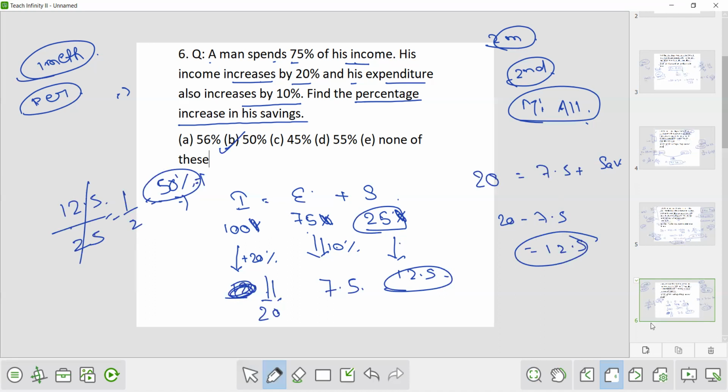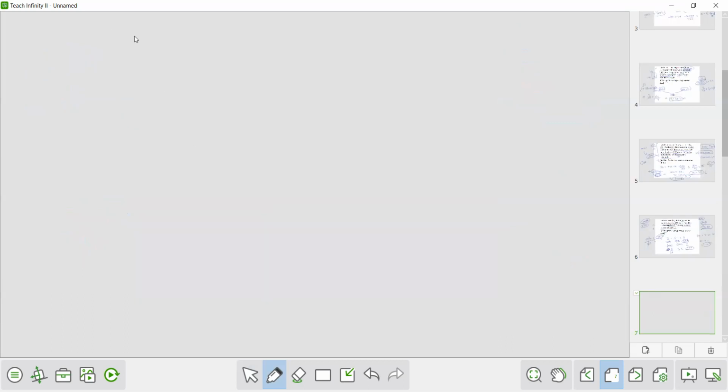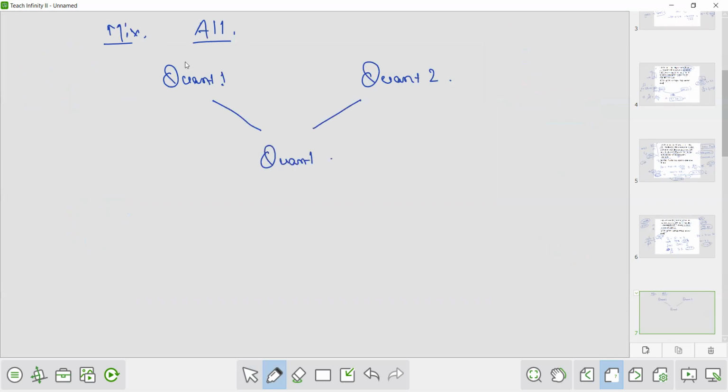I will explain this question on another concept also, that is mixture and alligation. We will learn this chapter, but here I will explain a little bit about that. In mixture and alligation, what we do? There is quantity 1 and there is quantity 2. You mix both quantities and this becomes the mean. So here is your expenditure, here is your saving. When you mix expenditure and saving, it becomes your income. So this is the mean value.